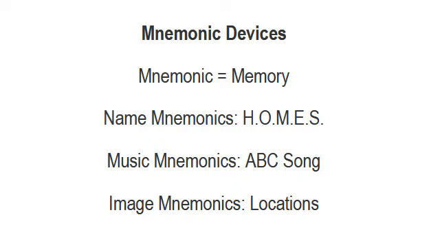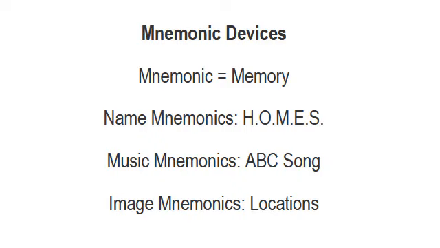Mnemonic is a Greek word that means memory. There are different types of mnemonic devices. The most common are name mnemonics. These are acronyms and phrases, like the word Homes. Each letter refers to one of the Great Lakes: Huron, Ontario, Michigan, Erie, and Superior. Most children use the ABC song to learn the alphabet.